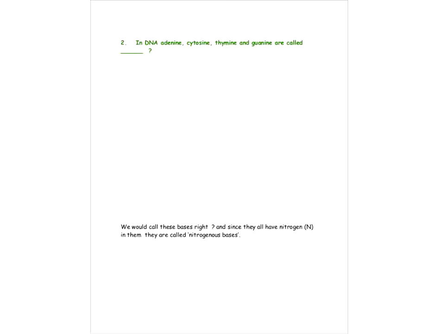Okay, going on to the next screen. In DNA, adenine, cytosine, thymine, and guanine are called. So what are they called? Well, we know they're called bases, but since they have nitrogen in them, they're called nitrogenous bases.